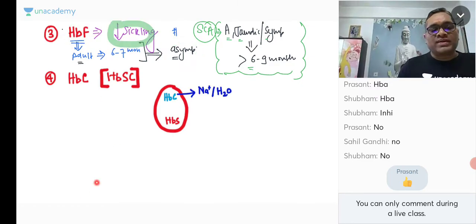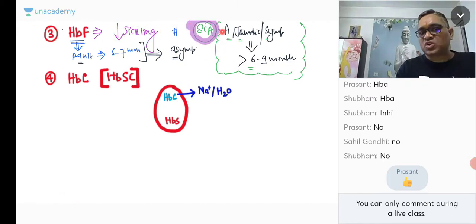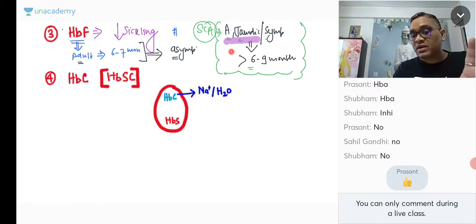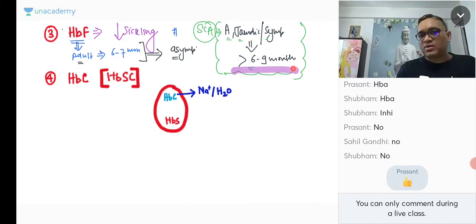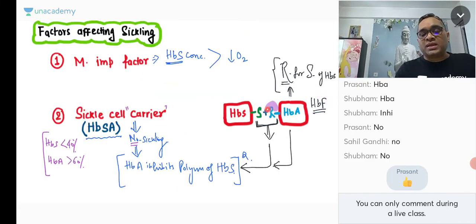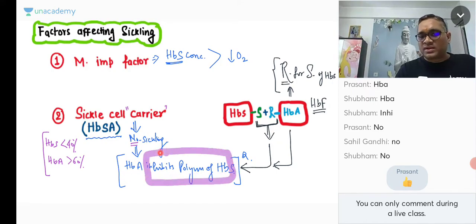Clear? So always remember, if the examiner says that a sickle cell anemia patient died because of jaundice and anemia by the age of 3 months, that will be a false statement. Anemia and jaundice will not happen before 6 months. Why? Because fetal hemoglobin is inhibiting sickling. Why? Because fetal hemoglobin is combining with the sticky patch and inhibiting the polymerization of the sickle hemoglobin. Right? Understood this point.